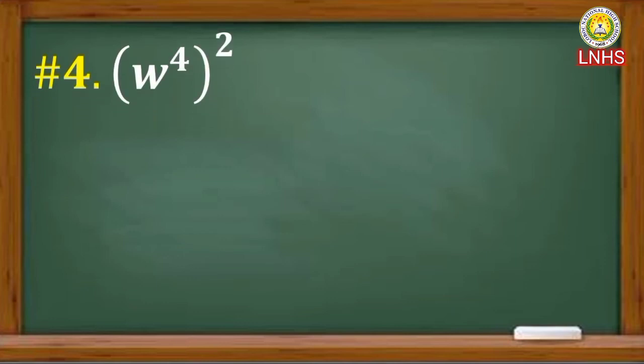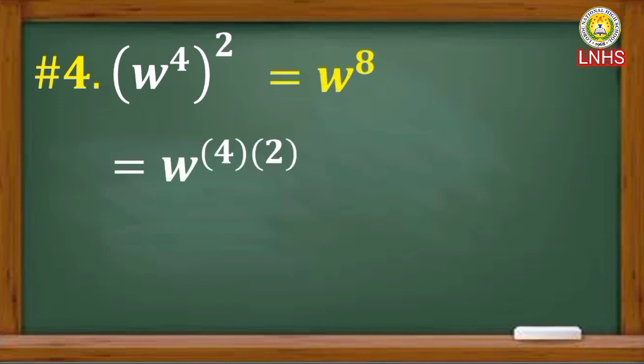Number 4, w raised to the power of 4, then raised to the power of 2. Correct. The answer is w raised to the power of 8 because we just simply multiply the exponents. 4 times 2 is equal to 8. So the answer is w raised to the power of 8.